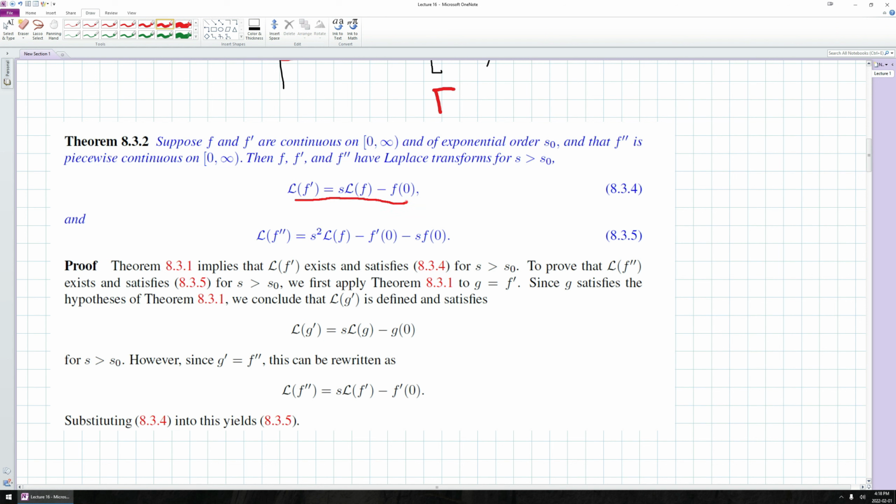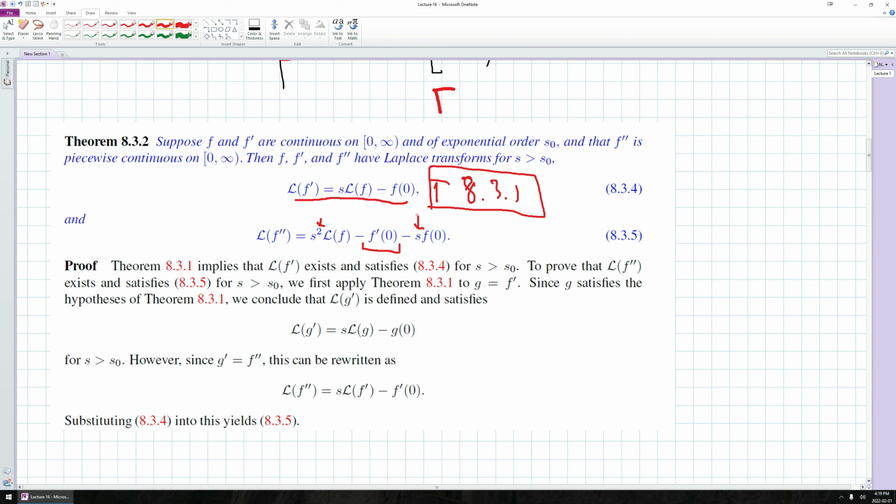and the Laplace transform of f prime is exactly what we found before, right? So this is really what we found in theorem 8.3.1, right? And it further follows that this is what the second derivative looks like. Notice that the only things that really changed is that we now have a square, and we now have an extra initial condition, and we now have an s sitting here, okay?